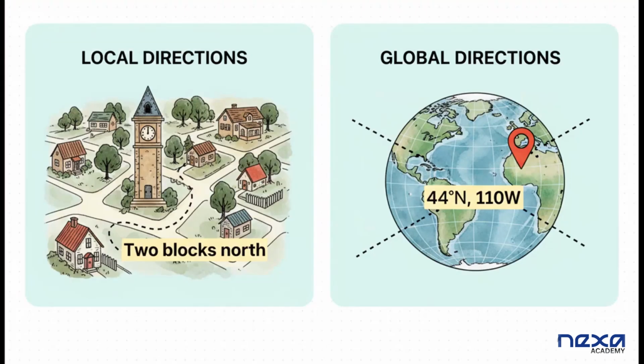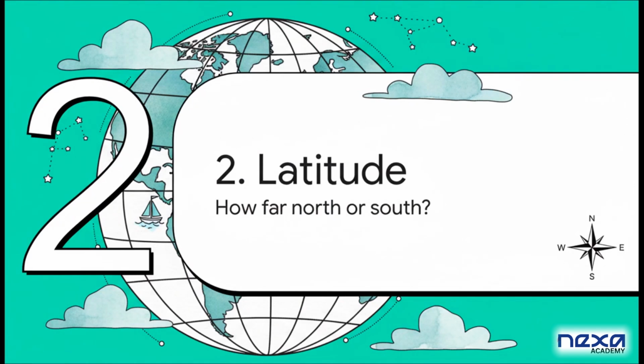So, we basically have two ways of talking about location. On one hand, you've got your local directions. You could tell your friend, hey, I'm 2 blocks north of your house. That works perfectly if they're close by and know the landmark, their house. But what if they're on the other side of the country? That's where the other system is absolutely crucial. Using a coordinate like 44 degrees north and 110 degrees west is like using a universal address that works for anybody, anywhere.